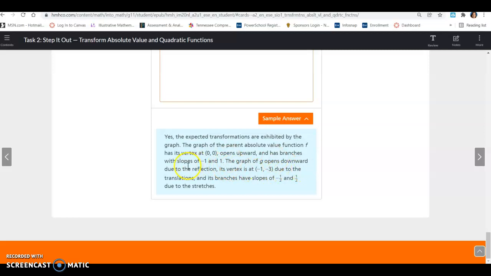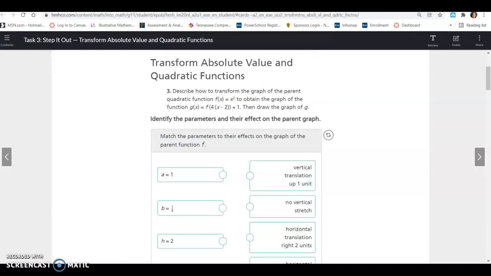The graph of G opens down due to the reflection. Its vertex is negative 1, negative 3 due to the translation. So that's your H and K. And it has branches with a slope of negative 1/2 and 1/2 due to the stretches. All right, that's all for task 2. If you have any questions, please let me know.